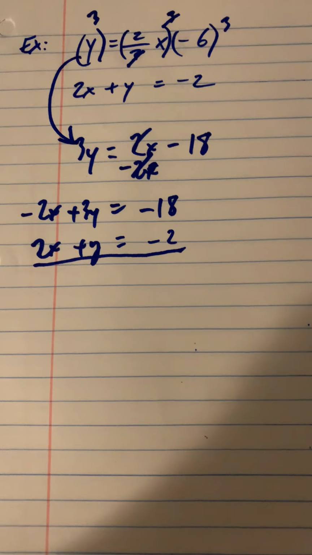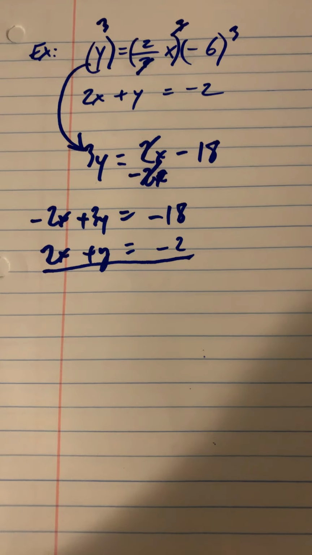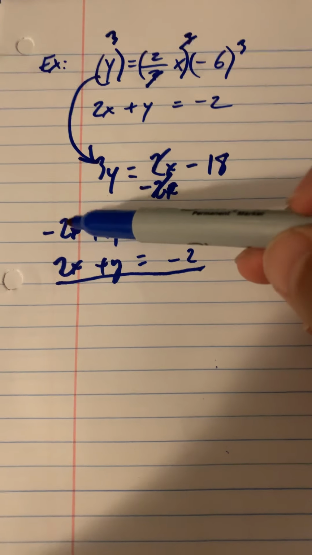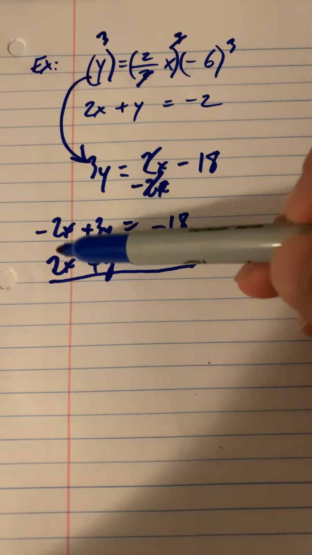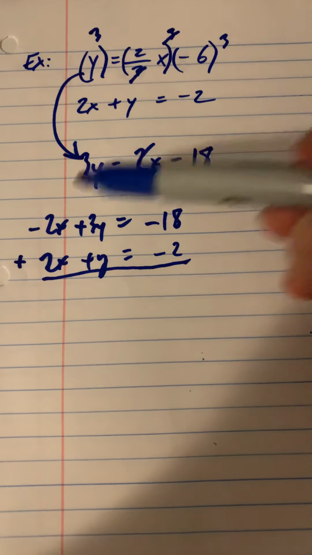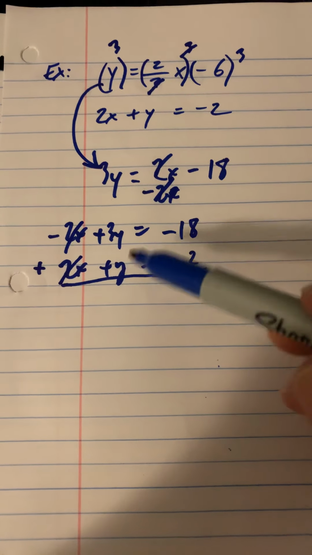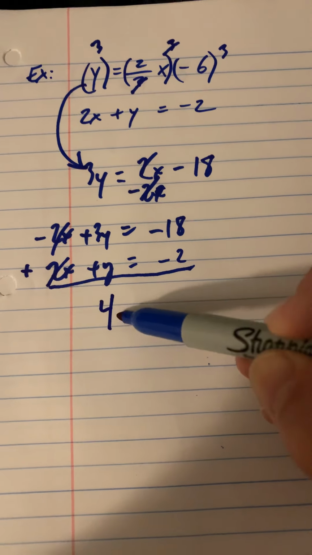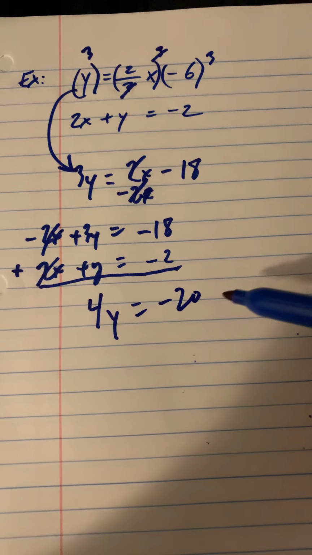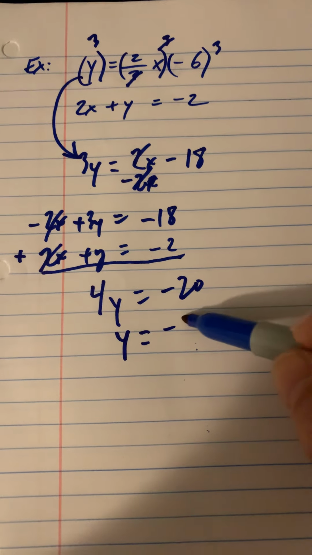Now, personally, I'm just going to show you how I would do this problem. The easiest way that I see is to use the addition method, because I already have a negative 2 and a 2 that cancel right here. If we add everything, those cancel out, and that leaves me with 4y equals negative 20. Then I divide both sides by 4, and it gives me y equals negative 5.